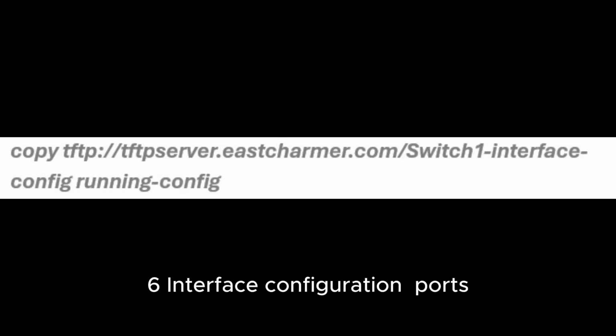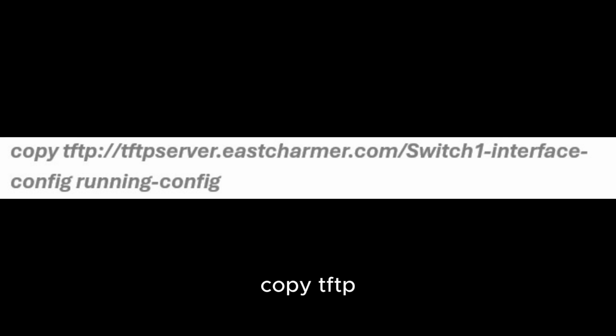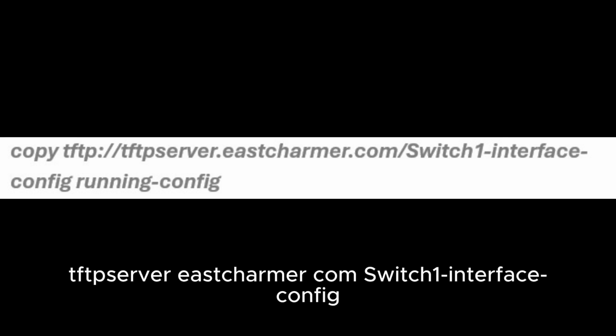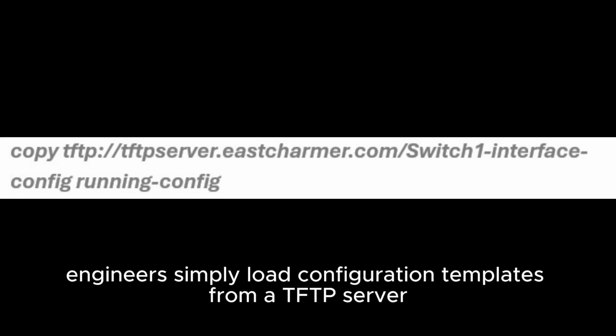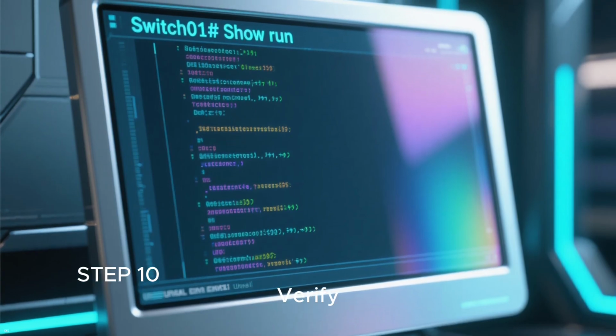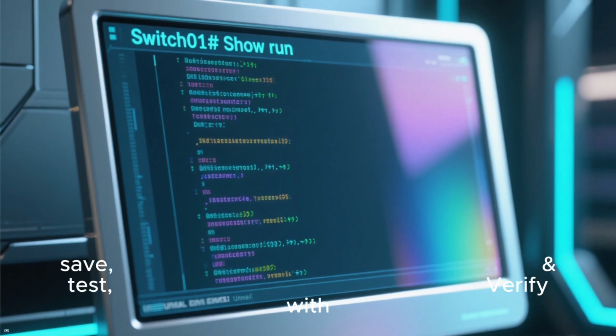6. Interface configuration ports. tftp://server.eastcharmer.com/snmpv3-config running-config. As we can see, instead of typing 200+ lines manually, engineers simply load configuration templates from a TFTP server.